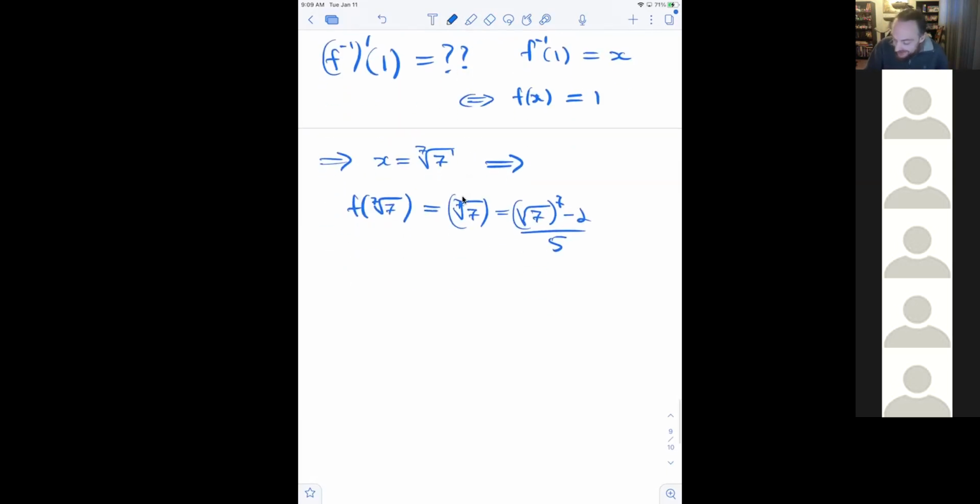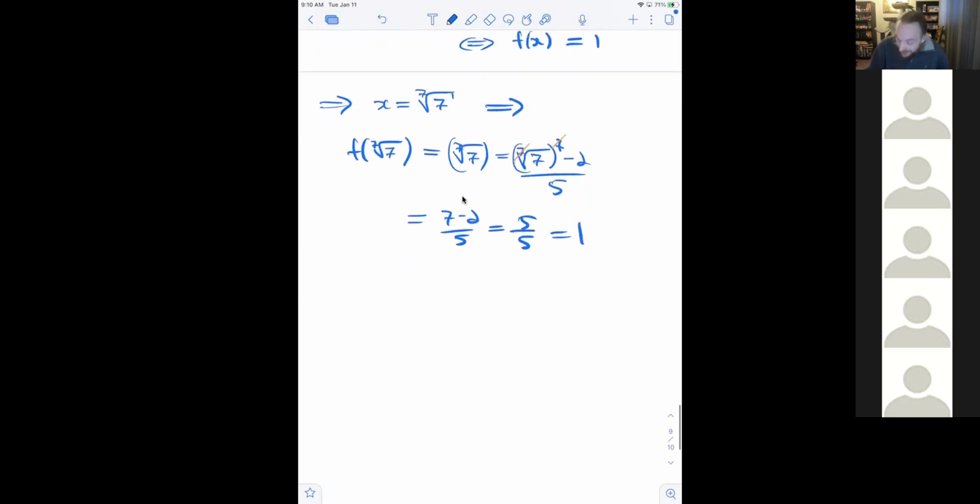Then I'm going to get, this is the 7th roots cancel. And I just can't do 7 minus 2. 7 minus 2 is 5. This gives me 7 minus 2 over 5, which is 5 over 5, which is 1. If and only if that says then f inverse of 1 is equal to the 7th root of 7.